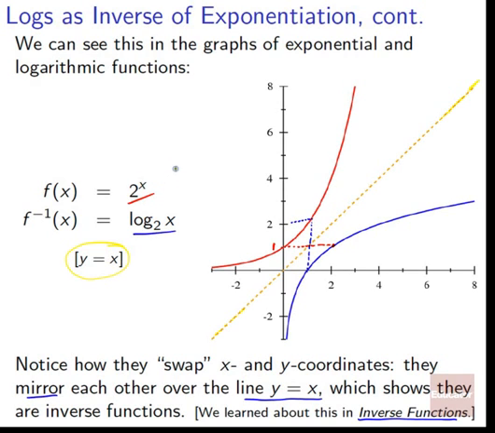So for this one, we've got 1, 2. But for the blue one, we've got 2, 1. They flip x and y locations, and that's going to be true wherever we go on this, because we see that they do this thing with y equals x, where they mirror across it. Their x and y locations swap, showing us that they're inverses.